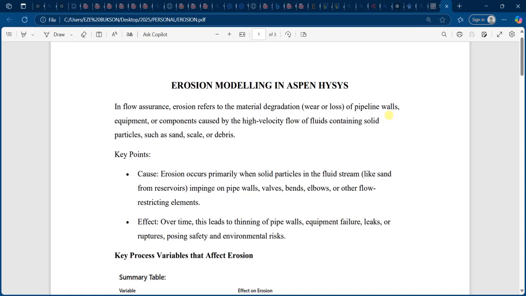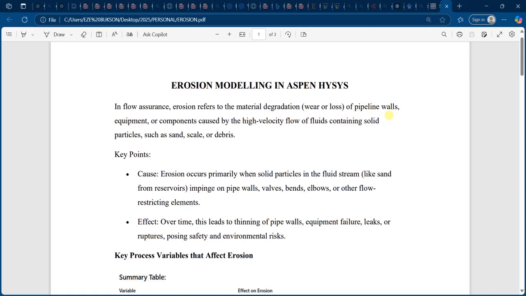Basically, in flow assurance, we have erosion as the material degradation of pipeline walls, equipment, or components caused by the high velocity flow of fluids containing solid particles such as sand, scale, or debris, right? So basically, it's just the wear of material due to high velocity flow. That's basically what it is.